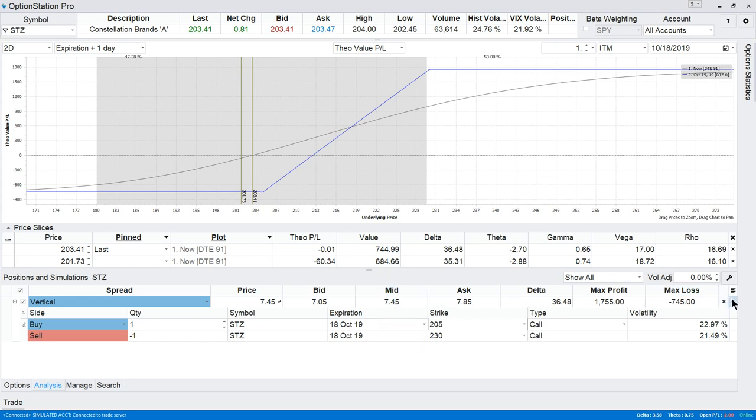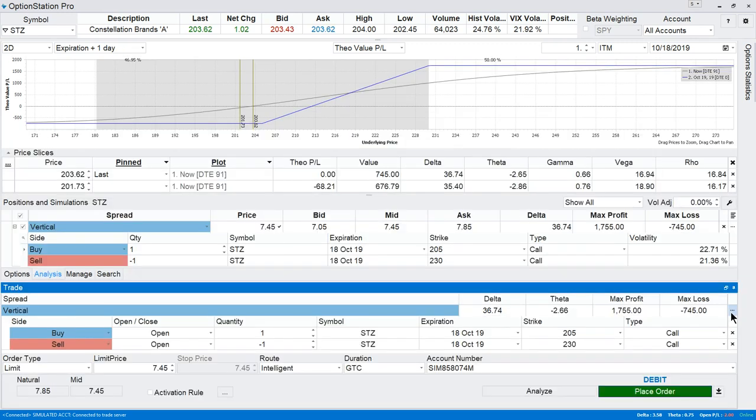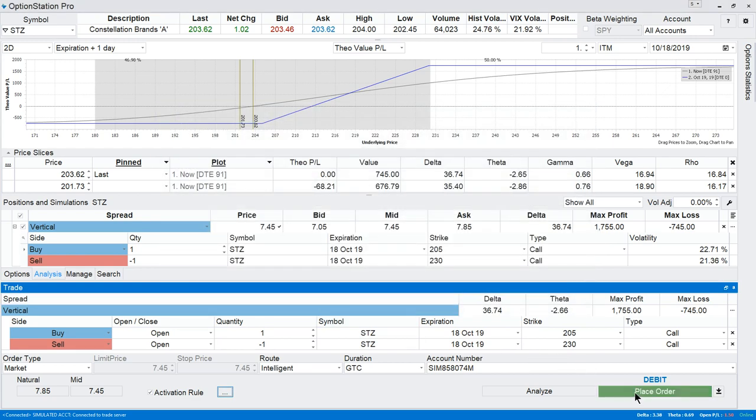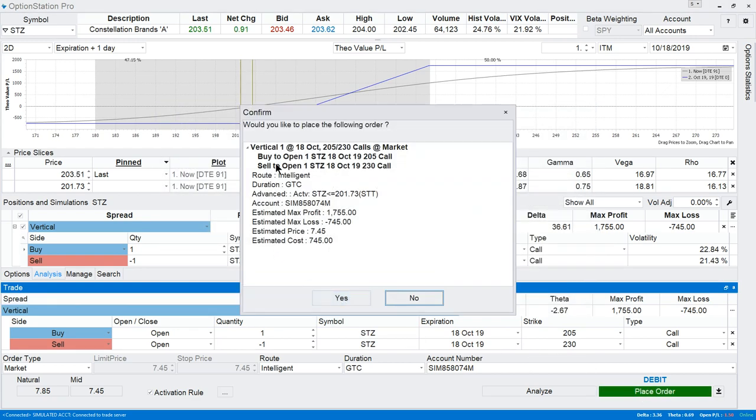Let's say you are okay with it, so you will want to place an order. The way you would place the order is by clicking place order, as I just did. You would make this a market order. You will click an activation rule, and the activation rule will be based on the price of STZ. Add, and you will want this to be equal or less than 201.73, and now you will just click OK.